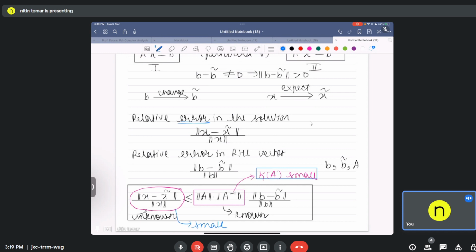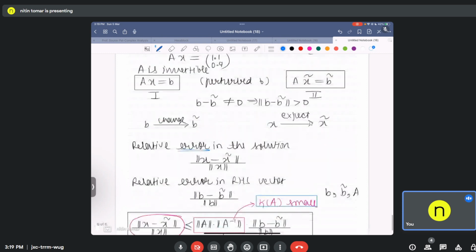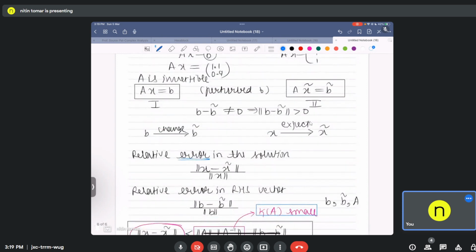So this is why studying condition number is really important, because it measures how small your relative error in the solution will be if you change the right hand side vector. Okay?